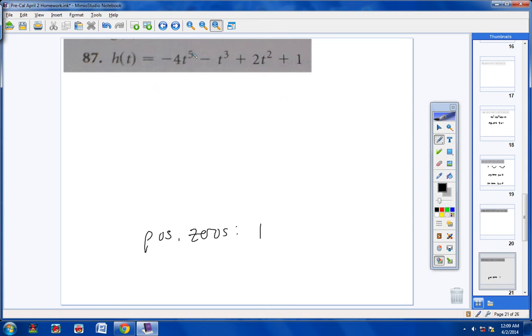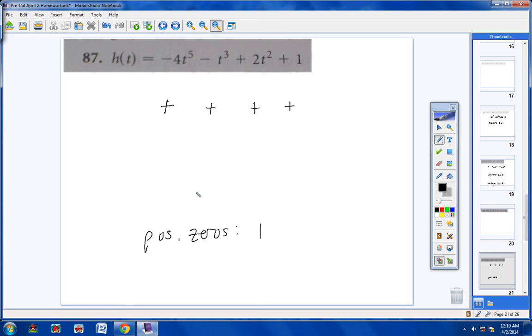Negative t to the 5th would be negative times a negative 4 would be a positive term. Put a negative t here. Negative t to the 3rd power is negative times the negative sign out front would be positive. Put a negative t in here. And negative t squared is positive times the positive is positive, and then you have a positive 1.